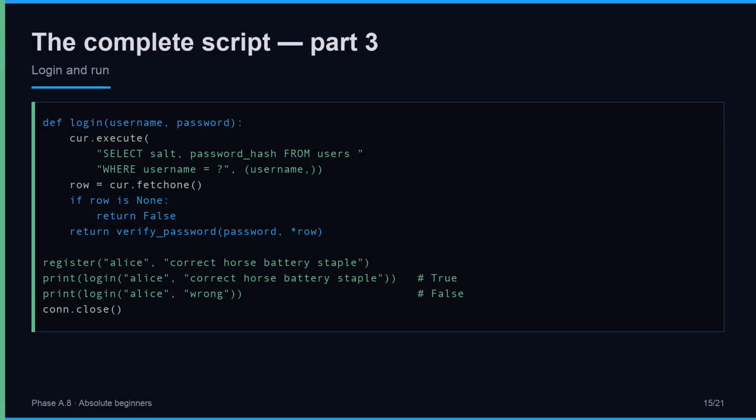Login looks up the salt and hash for the username, parameterized, fetches 1 row, returns false if the user does not exist, otherwise calls verify_password. The star row syntax unpacks the row tuple into the salt and expected arguments. We register Alice, then test 2 login attempts. The correct password returns true. A wrong one returns false. Then we close the connection. Done. A complete working system in under 50 lines.